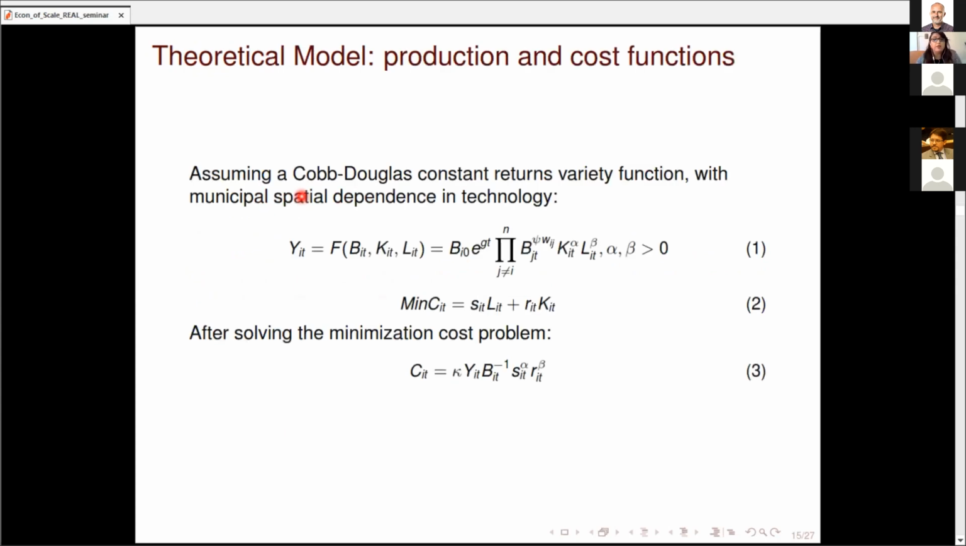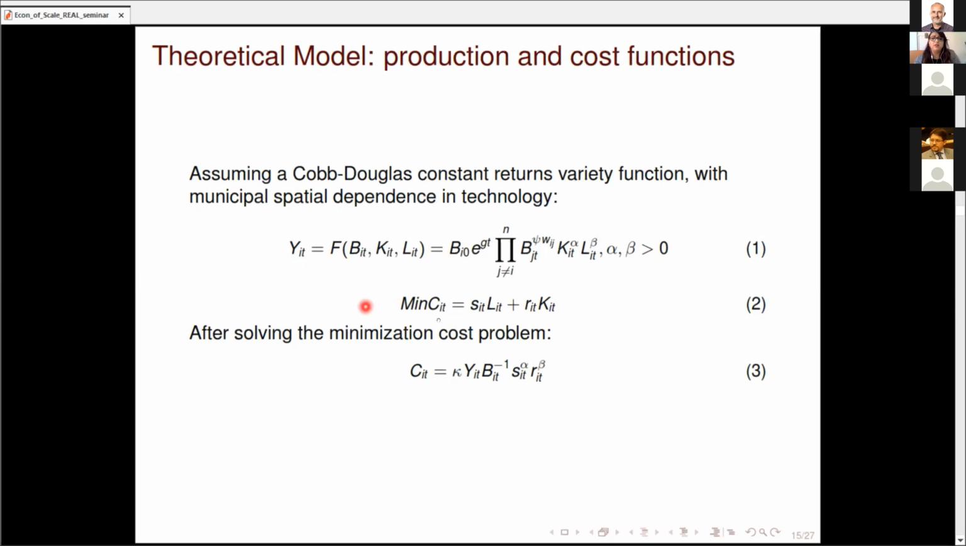So right now we are assuming a common production function, a Cobb-Douglas production function with constant returns, and we are allowing for municipal spatial dependence in technology. That means that the output is a function of technology, capital, and labor. But the interesting part of this equation is that the level of technology of one municipality also depends on the level of technology of its neighbors. And this is represented by psi that we have right here.